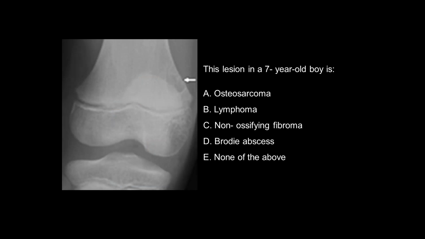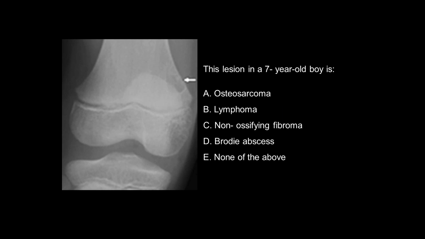Oh, this is really interesting again. So let's analyze the lesion. It appears to be on the medial side of the metaphysis at the distal aspect of the femur. So in case of an osteosarcoma, we would expect a breach of the cortex. We would expect some periosteal new bone formation, which is not seen here.